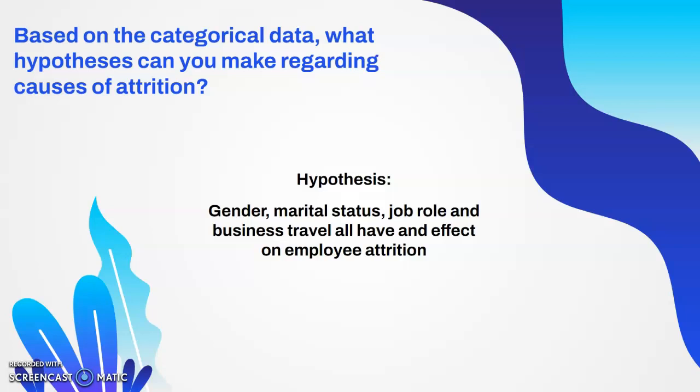So based on the categorical data, what hypotheses can you make regarding causes of attrition? Our hypothesis is that gender, marital status, job role, and business travel all have an effect on employee attrition, and we base that off of the previous charts and numbers that I showed you before.